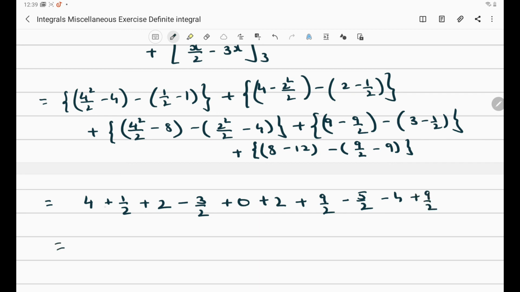So let us try to simplify this. 4 plus 2 is 6, 6 plus 2 is 8, 8 minus 4 is 4, then 1 minus 3 is minus 2, minus 2 minus 5 is minus 7, minus 7 plus 18 is 11 by 2. So this should be equal to 8 plus 11 by 2, that is equal to 19 by 2. So this should be the answer.